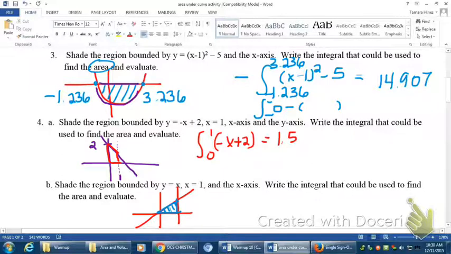But to write the integral, it would be from 0 to 1, because this is at x equals 1. That function there is y equals x, and then we're going to the x-axis, so it's from 0 to 1 of x, and I get a half.